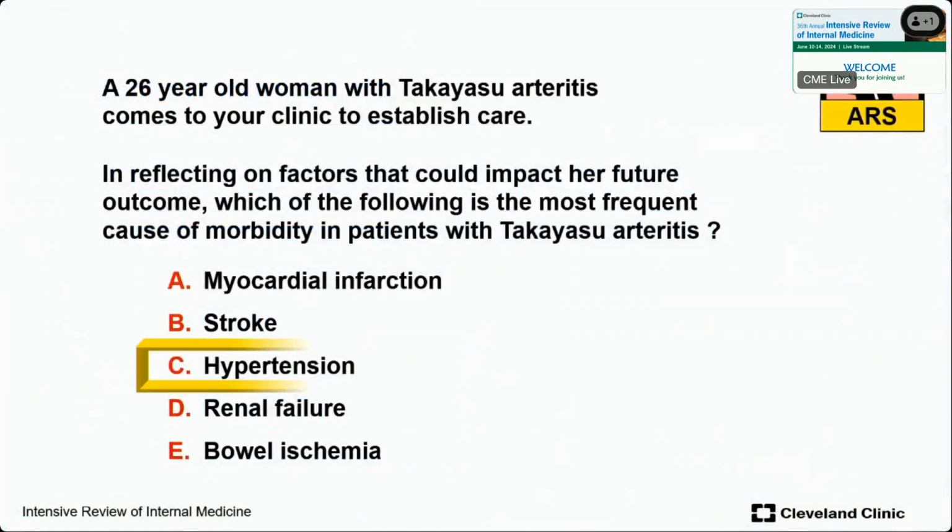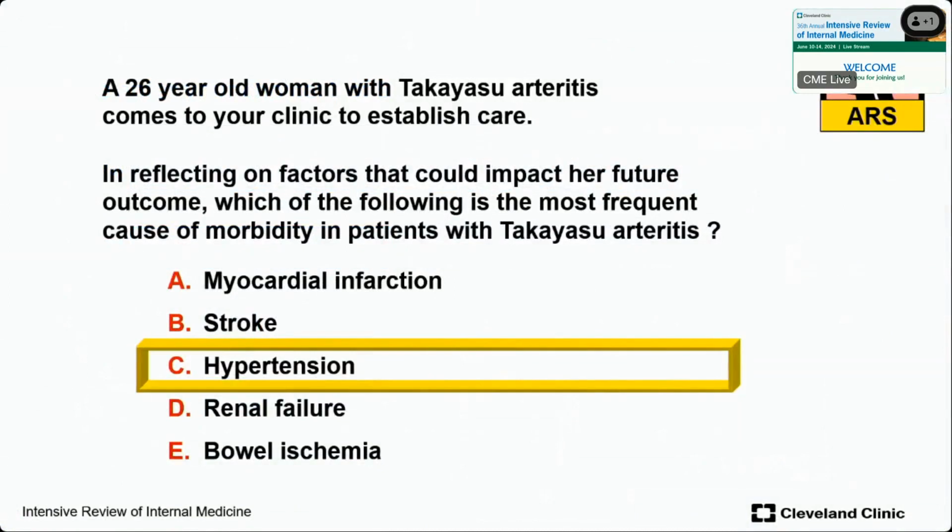And the answer I was looking for here was hypertension. Now, all of these actually can unfortunately occur in patients with Takayasu arteritis, but one of the main risk factors for all of their occurrence is hypertension, which can occur in a very high percentage of these patients, as we'll discuss.